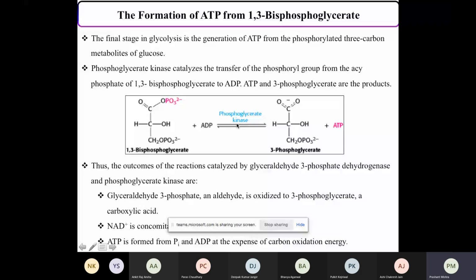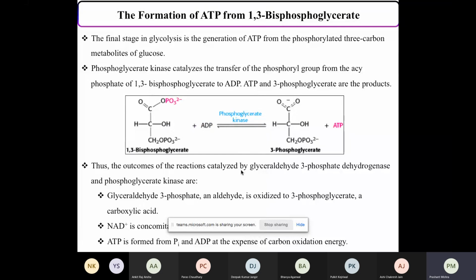Again, you see that the enzyme is a kinase because ATP and ADP are involved in the transfer from one form to another form. So what happens in this reaction? This is almost the final stage. There is one more step which will be required for glycolysis. So here 1,3-bis-phosphoglycerate will transfer its phosphoryl group, and then it becomes 3-phosphoglycerate. So you see, in the previous stage phosphorylation occurred, and here dephosphorylation occurred.